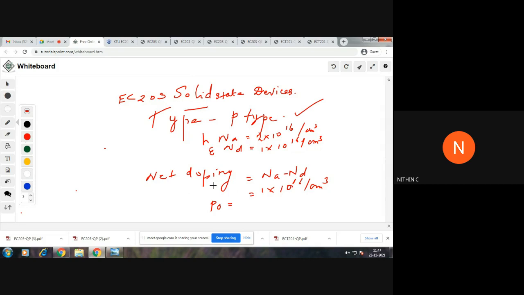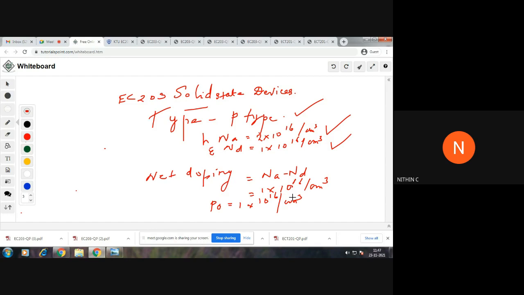Since we know that the hole value is greater, in case you know that Na value is greater than Nd value. So P0, Na is greater, the net doping value will give you P0. If Nd is greater, the net doping value will give you N0. But here we know that our type is P. So you will be getting P0 as 1 into 10 raised to 16 per centimeter cube. That's how you get the value of P0.